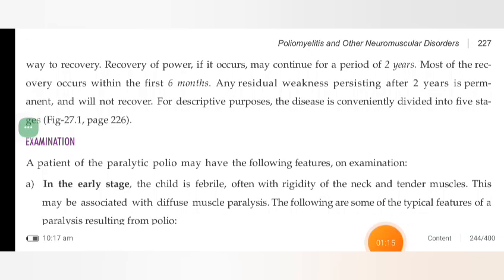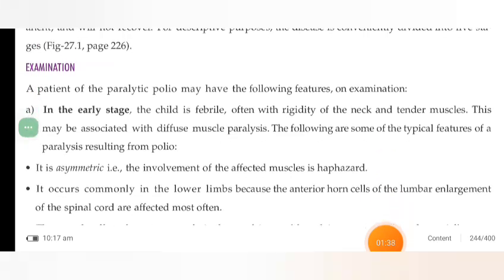Recovery of power, if it occurs, may continue for a period of 2 years. Most of the recovery occurs within the first 6 months. Any residual weakness persisting after 2 years is permanent and will not recover. For descriptive purposes, the disease is conventionally divided into 5 stages.